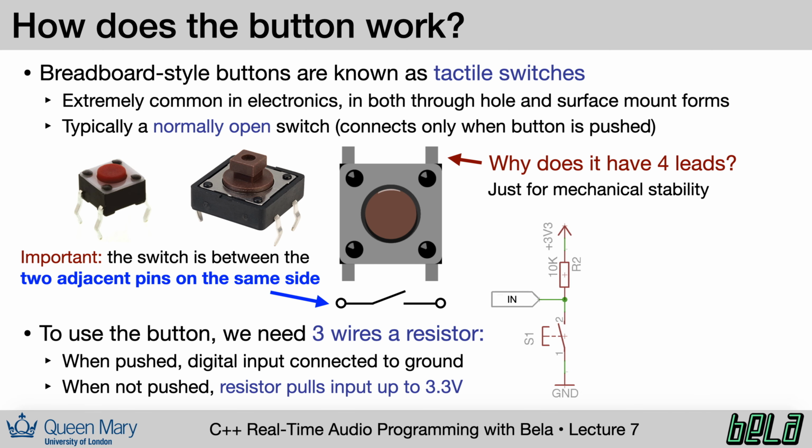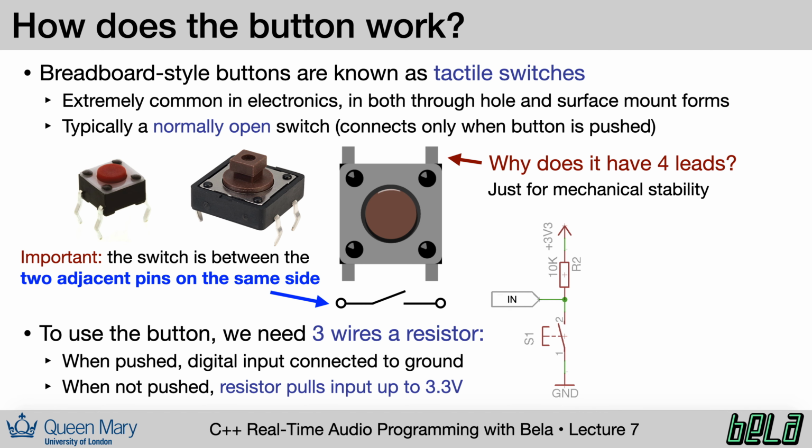To use the button in a circuit, we also need a resistor. The reason for this is that we need to generate a digital voltage, either 3.3 volts or 0 volts, depending on whether the button is pressed. Notice that in this circuit we have the resistor going from the input up to 3.3 volts and the button connects down to ground. If you consider the button being pressed, what this will result in is the digital input being connected to ground. That means that we'll read 0 volts and therefore a low value when we call digital read.